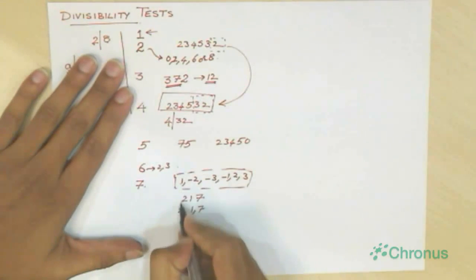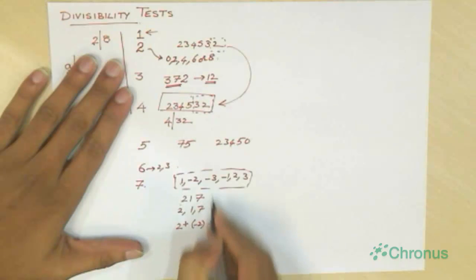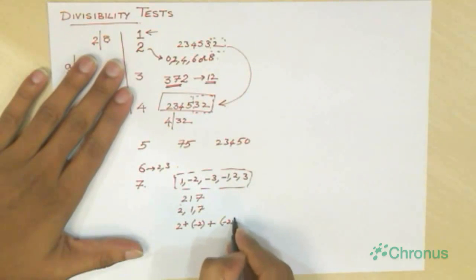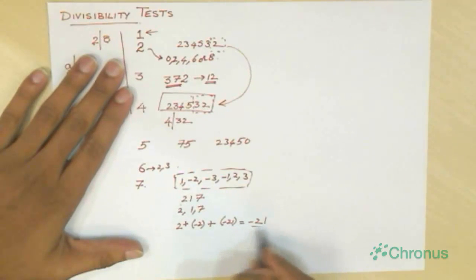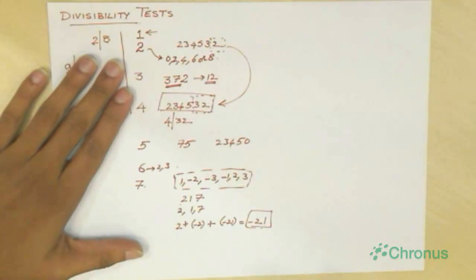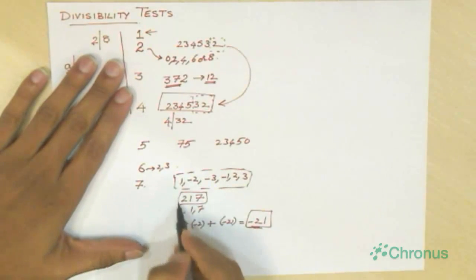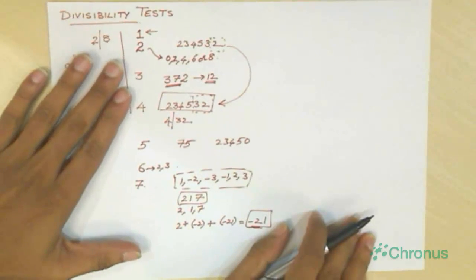So you multiply 1 and 2, 2, plus minus 2 and 1, minus 2, plus minus 3 and 7, minus 21. So this will be minus 21. And if the resulting number is divisible by 7, the given number is divisible by 7. So 21, yes, it's a multiple of 7. So the given number 217 is also a multiple of 7.